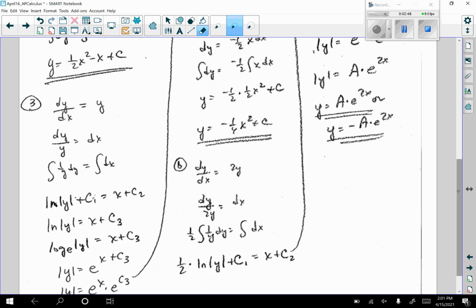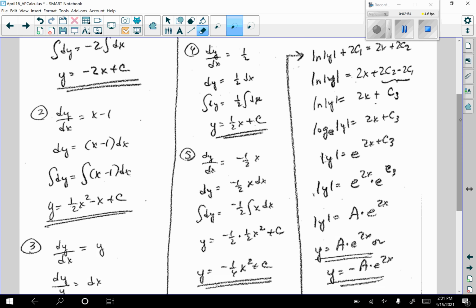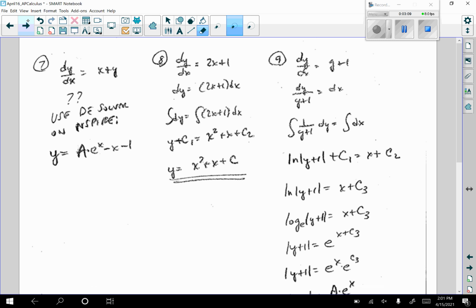Just to point out, when you go to take the integral of each side, please make sure you show that step. Here's the rest of number 6. Again, pause the video if you still need more time. We did number 7 together. That one, for instance, you would want to use the differential equation solver on the calculator. Take a look at number 8.